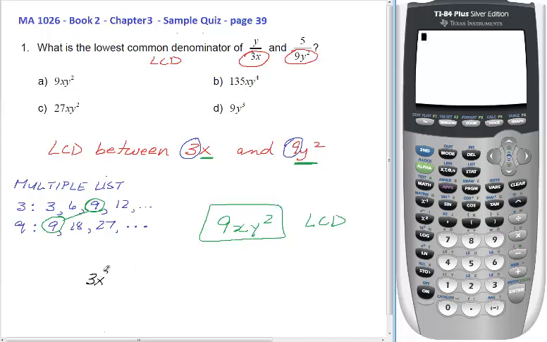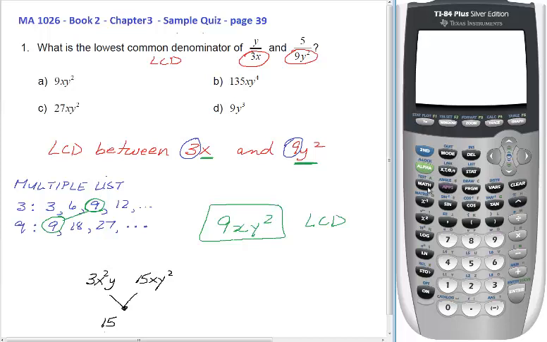3x squared y, and let's say I gave you 15xy squared? Then the LCD between these two would be what? Well, 15 for the number, and again I'll show you that you can do that on the calculator as well. Let's do that right now. Remember, you can do these LCDs on your calculator if you're ever unsure.